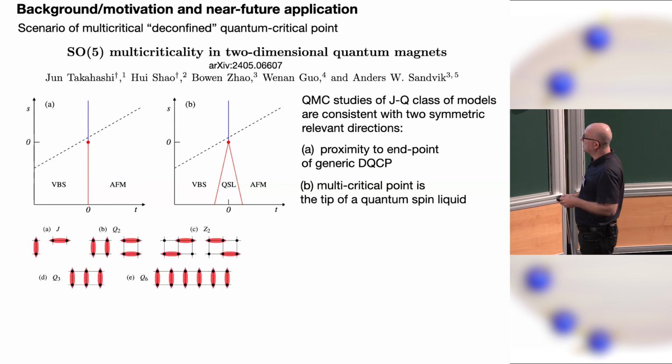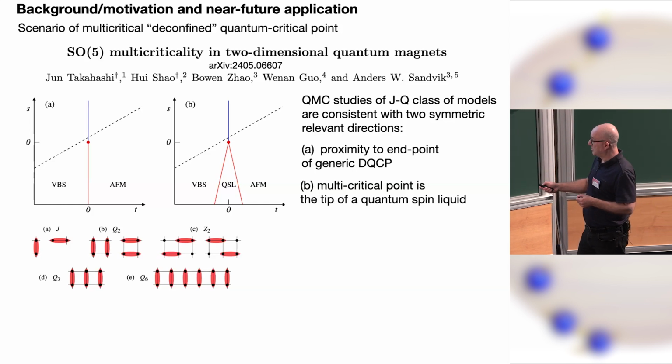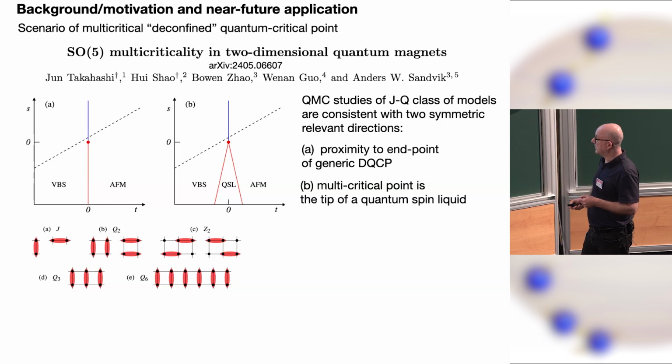So the models we study are the JQ models, where I didn't even write down the Hamiltonian, but this is the Heisenberg model. It's S dot S on these bonds on the square lattice. The Q2 term is the product of two singlet projectors, which can appear like that or like that. Then we can have Q3, which also has a horizontal version.